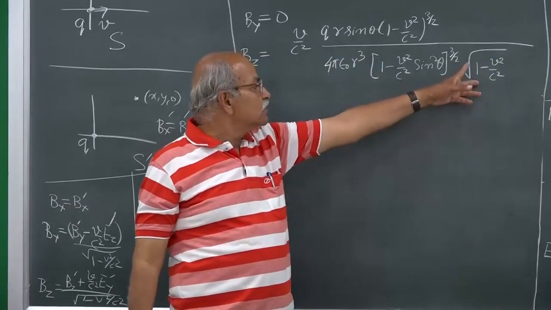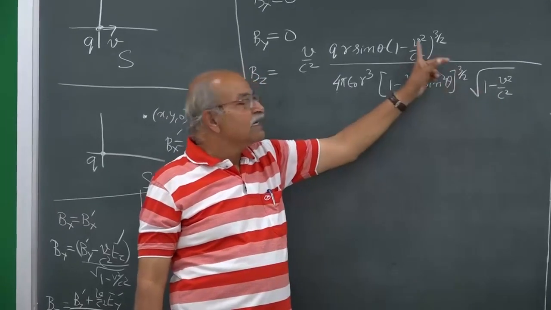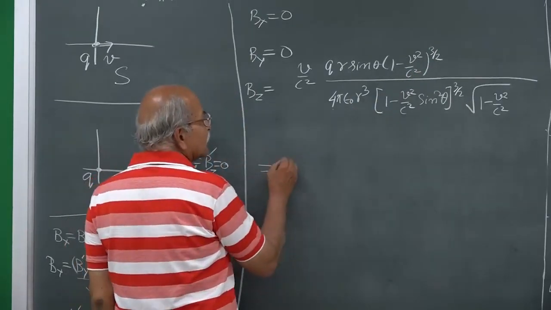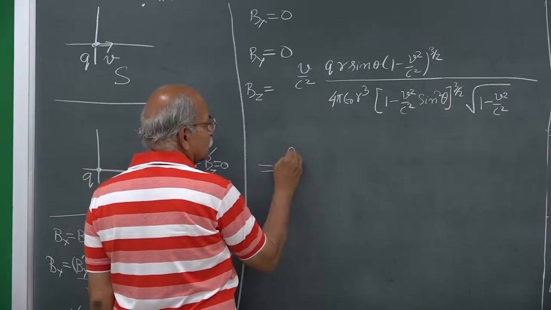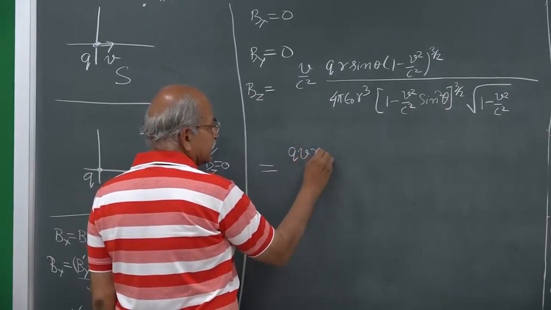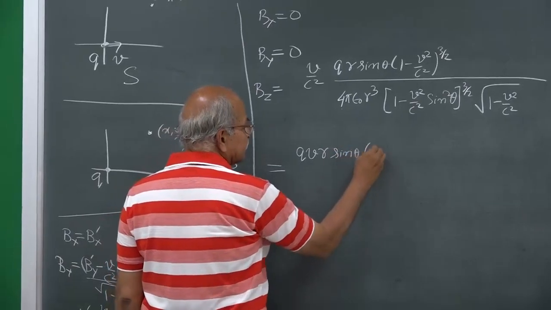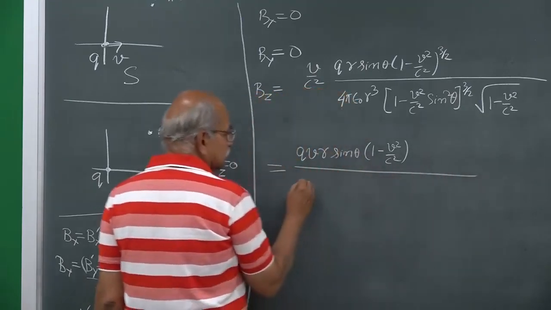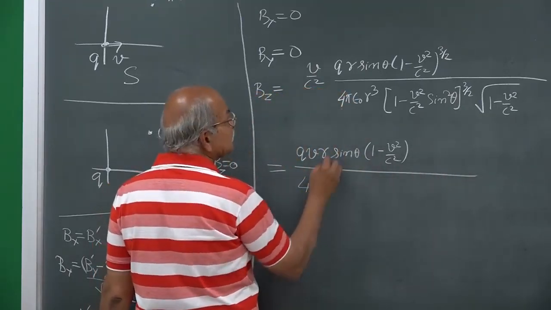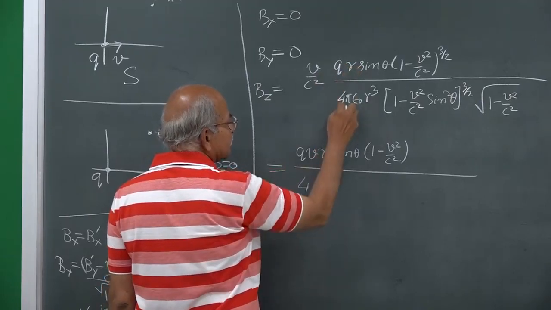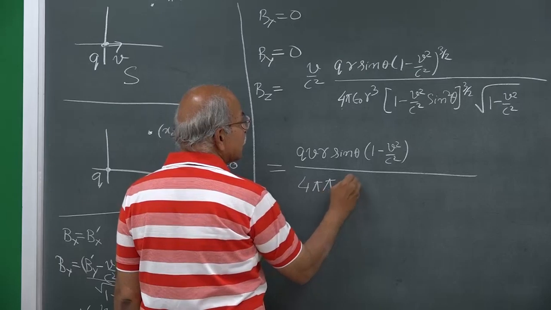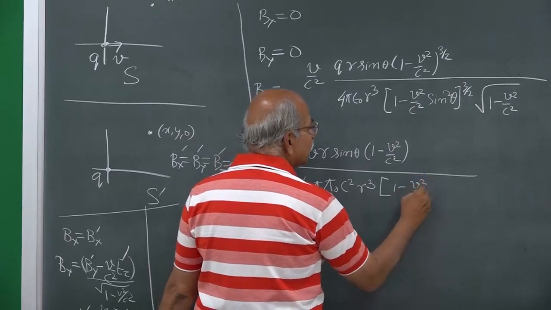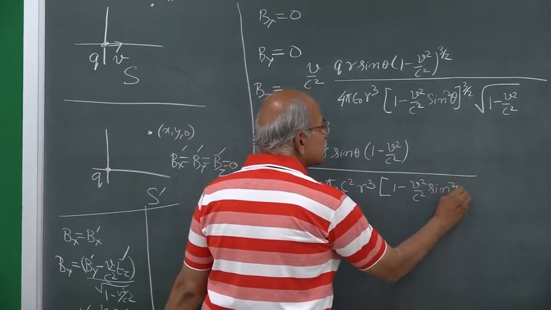So, this square root 1 minus v square by c square will cancel half power from the numerator here. So, you will be left with q into v into r, then sin theta, and this is 1 minus v square by c square, divided by 4 pi epsilon naught c square and r cube, right, 1 minus v square by c square sin square theta and 3 by 2.